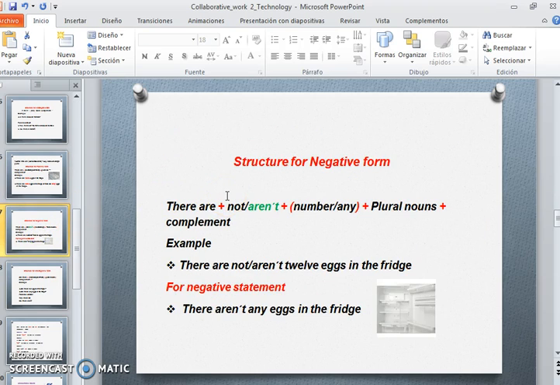A structure for negative form: there are plus not or aren't plus number plus plural nouns plus complement. Example: there are not or there aren't 12 eggs in the fridge. For a negative statement: there aren't any eggs in the fridge.